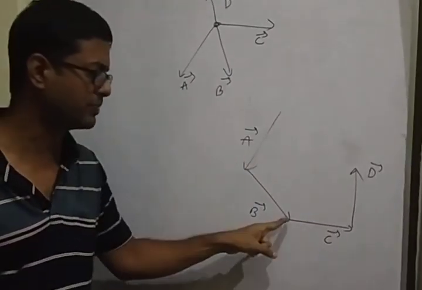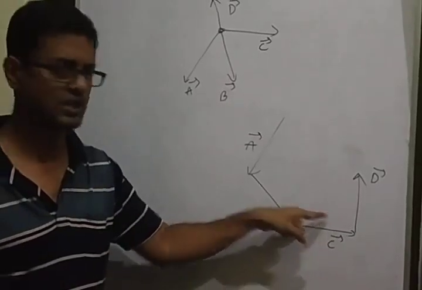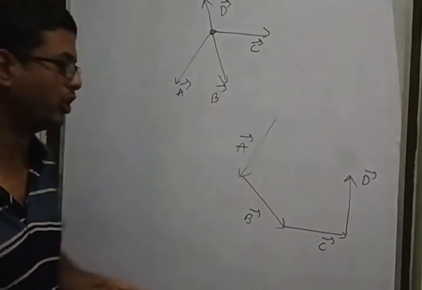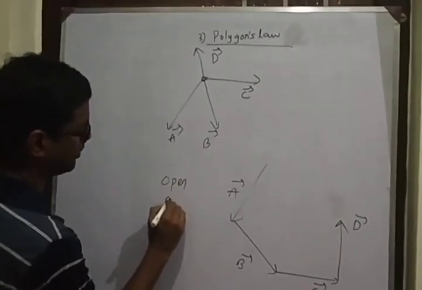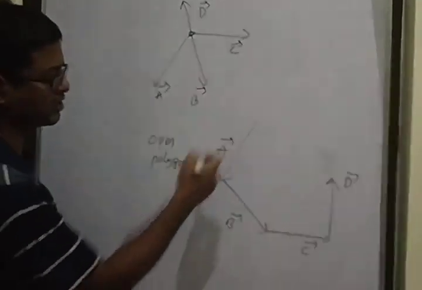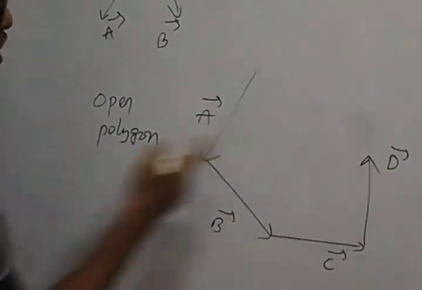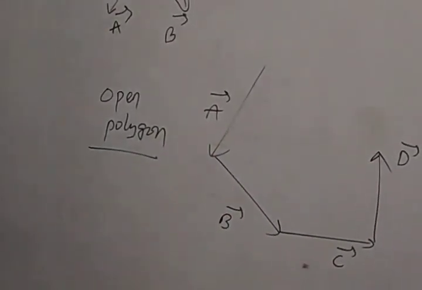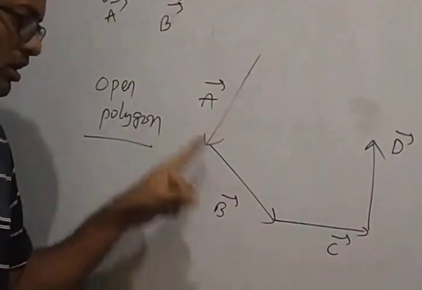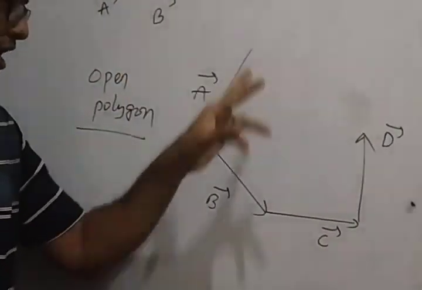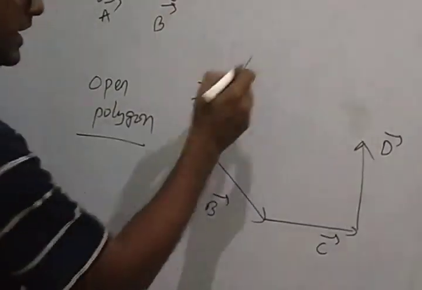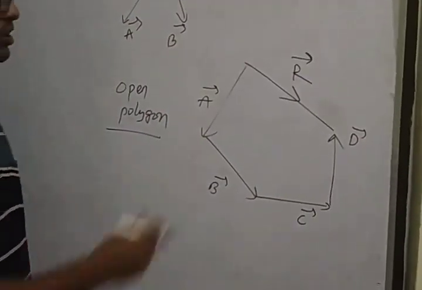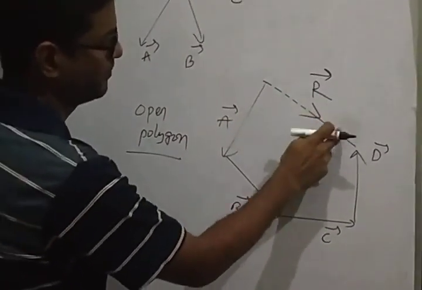When a number of vectors are represented by all the sides of an open polygon, that is very important, open polygon, all taken in the same order. If you have watched my triangle's law of vector addition video, you can understand: a vector, b vector, c vector, d vector are in the same order, then the closing side of the polygon taken in opposite order will give me the resultant of all vectors. So for this closing side I am making a dotted line.